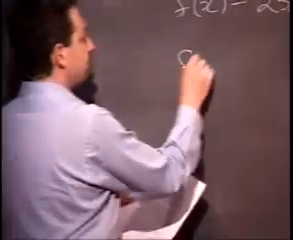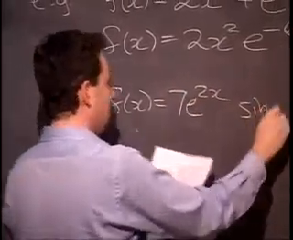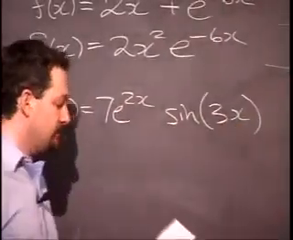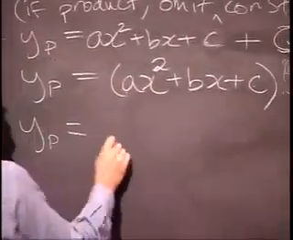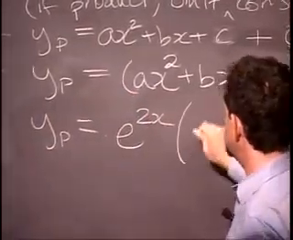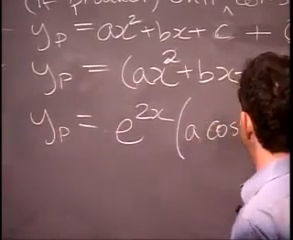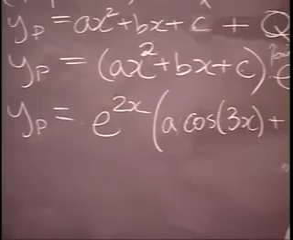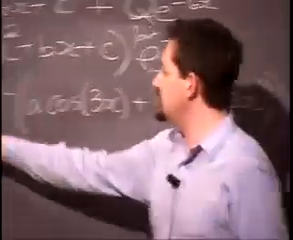So that one goes with that. Here's some other examples. F of x equals 7e to the 2x times sine 3x. Well, in this example, yp, 7e to the 2x should be giving me e to the 2x times a constant, but I'm going to omit that constant, and I will instead put it under the a cosine 3x plus b sine 3x. Again, I don't need the constant out the front because I've got the a and the b to absorb that.